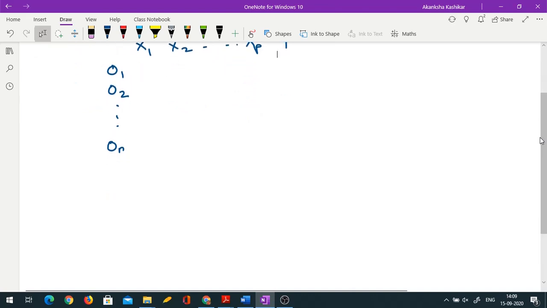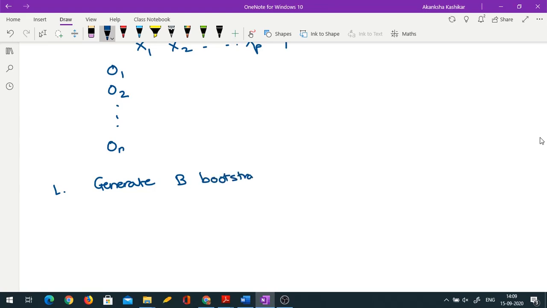Now what we would do in bagging, instead of fitting a tree to the entire data, or even the other option, dividing the data into different folds and then fitting the model to k-1 folds, we won't do that. In bagging, first we would generate B bootstrap samples from the given data.